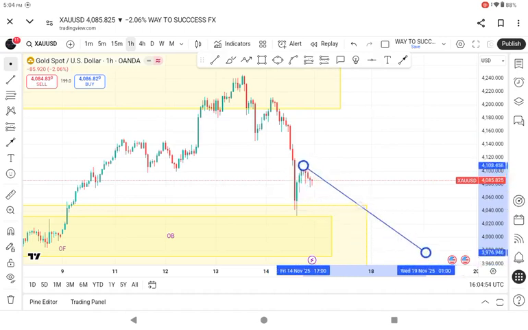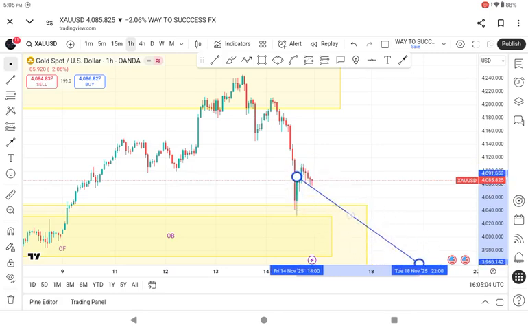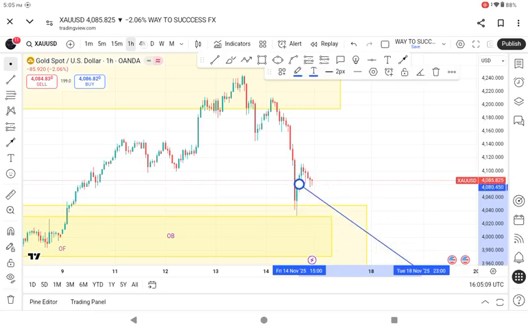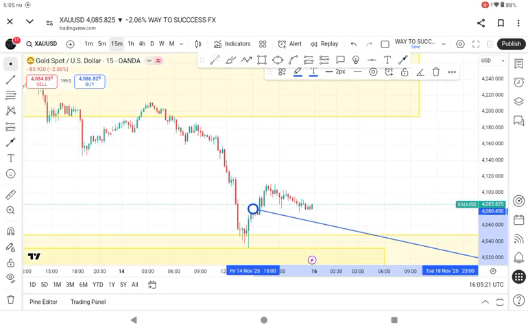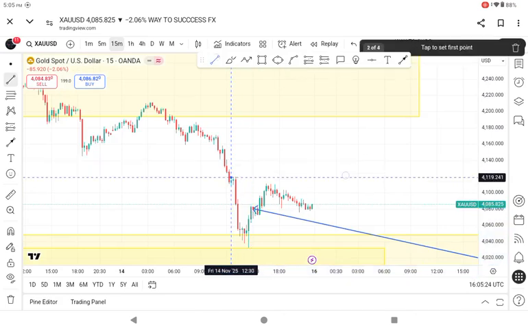But for me, I'll be waiting for more H4 to close above, just like it did at this level. So I want a bullish candle to close above the last candle here in H4. I want another bullish candle to close above this already closed bullish candle before I'll be looking for my buy. And in 15 minutes, I want price to break this high.